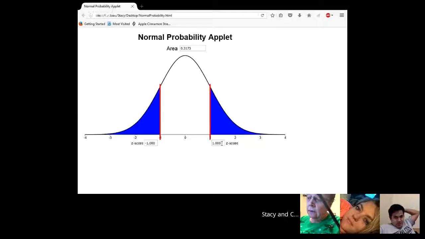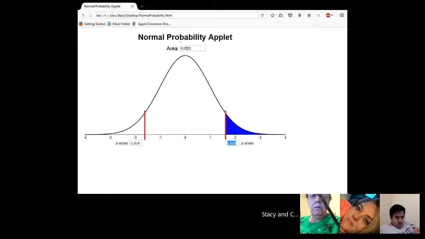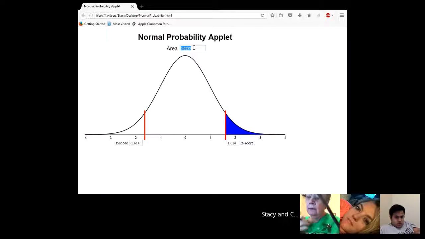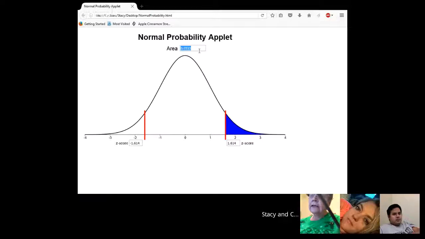Okay. So if we want to find what everybody will score above 165, we unclick the lower. We put in our z-score, 1.614. Oh, sorry, my numlock's on. Let's see, 1.614. Okay, and then you look up here, and here's what our probability is. So it'd be 0.0533. Right. Does that make sense, everybody? Yeah, that's what I got.